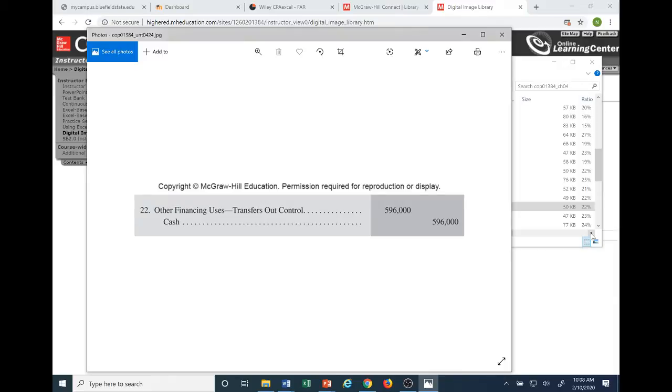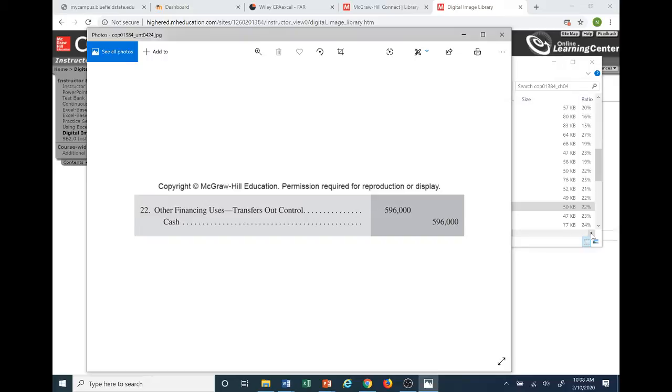Okay. Other transfers are non-routine transactions often made to establish or discontinue a fund. Now let's assume that the general fund made a permanent transfer of $596,000 to establish an internal service fund. So the entry that the general fund is going to make is going to be a debit to other financing uses, transfers out control of $596,000, and then cash of $596,000 being credited, right?